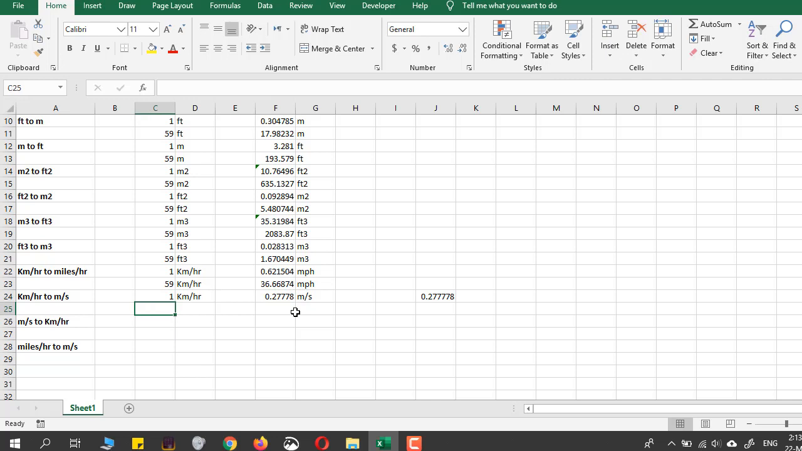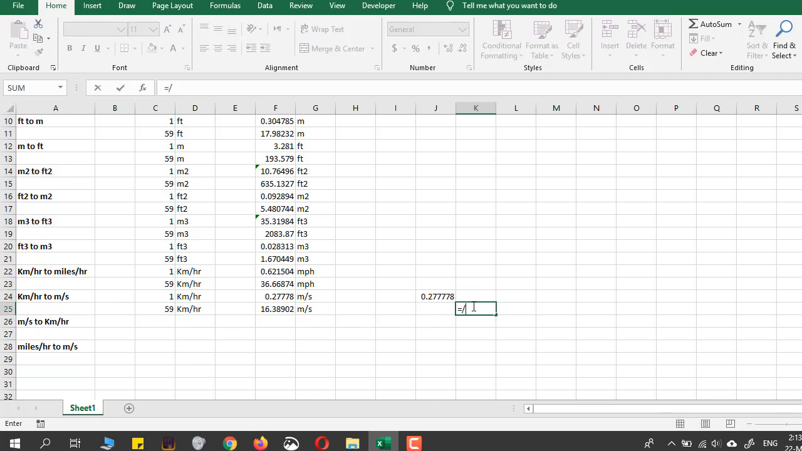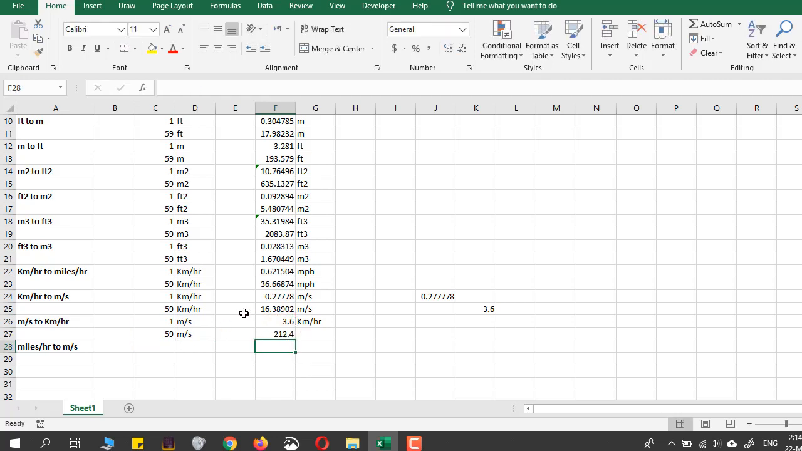0.277778. So for 59 kilometers per hour, we'll have to multiply this number with 59, and this will give me meters per second. In terms of meters per second to kilometers per hour, we will just take the reciprocal of this number, that is, I can just divide 1 by this number, and this will give me 3.6. So 1 meter per second is equal to 3.6 kilometers per hour. So 59 meters per second, that is very fast, is 59 multiplied by 3.6 kilometers per hour.